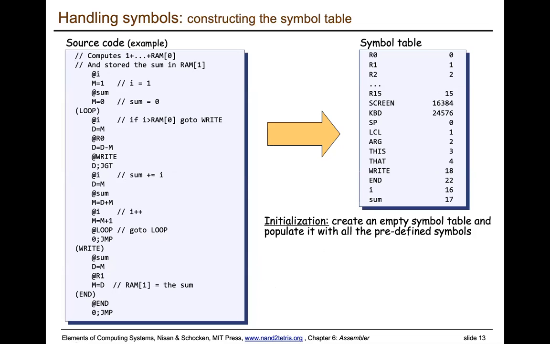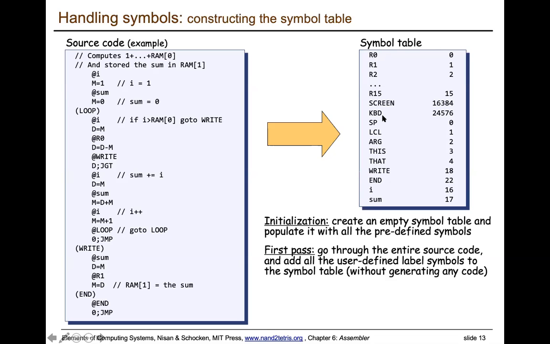In general speaking, you have the initialize. The initialize is to create an empty symbol table and populate it with the predefined symbols, so it's from R0 to Z in this example. And then our first pass will generate all the user-defined labels, control labels. So we have the loop, the white, and the end, these 3 things, and put them into the symbol table.